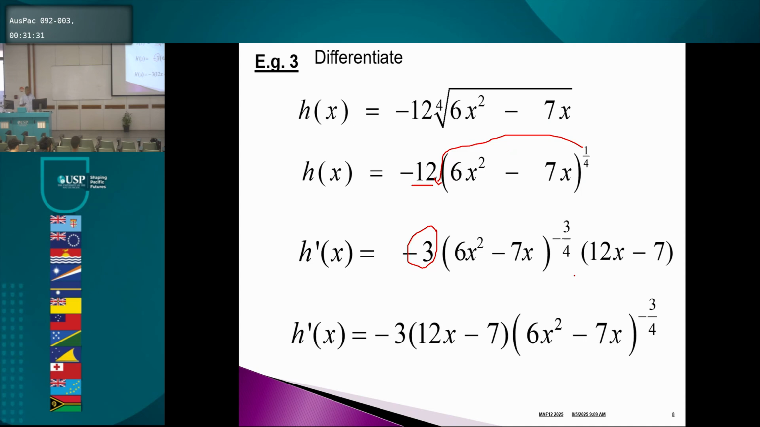So what are the general steps? Identify the inner and outer. Differentiate the inner, differentiate the outer, leave the inner as it is. Then multiply by the derivative of the inner.